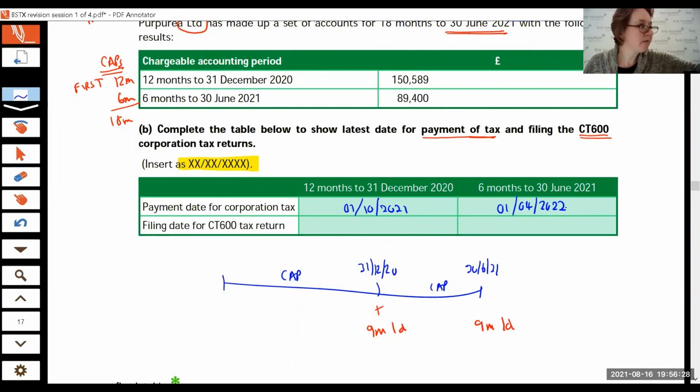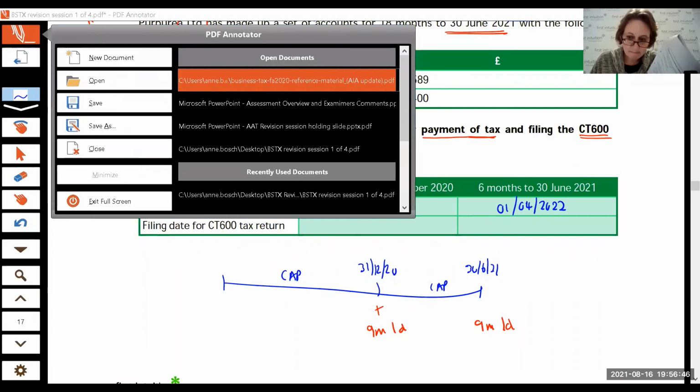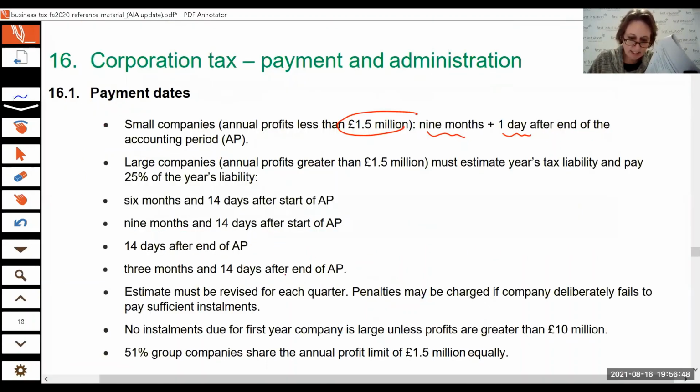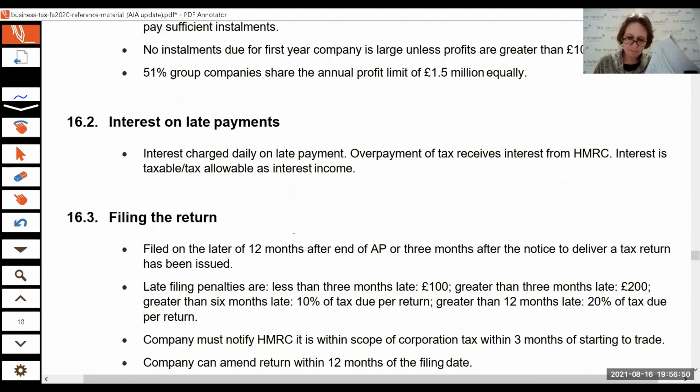On my desk here for this reference material. So it started off, the reference material started by talking about payment dates, and it goes on to look at the filing of the return in section 16.3. So it's all there for you. So we've looked at payment dates. Let's get to filing of the return. Filed on the later of 12 months after the end of the accounting period, or 3 months after the notice to deliver a tax return.